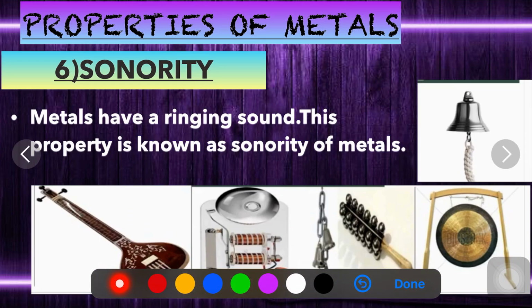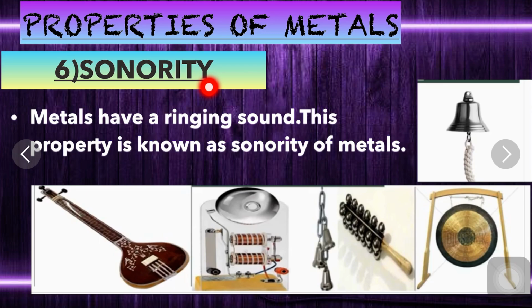And the last property is sonority. Students, do an activity. Pluck the string of a musical instrument like a tanpura or veena, ring a bell, or hit a steel box. Okay, just hit a steel box with a metal spoon. This you can easily do at home. What do you observe, students? You saw that metal produces a ringing sound. This property is called sonority of metals.